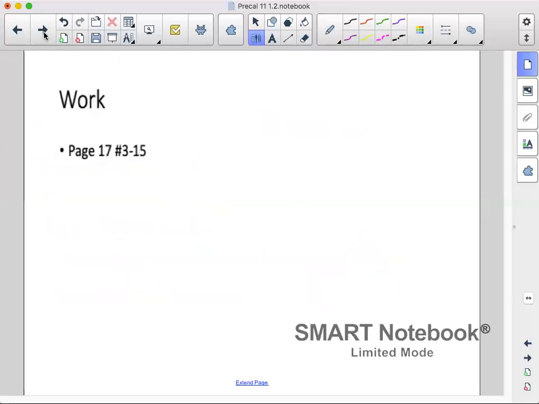Okay, so work for this section can be found on page 17, numbers 3 to 15.